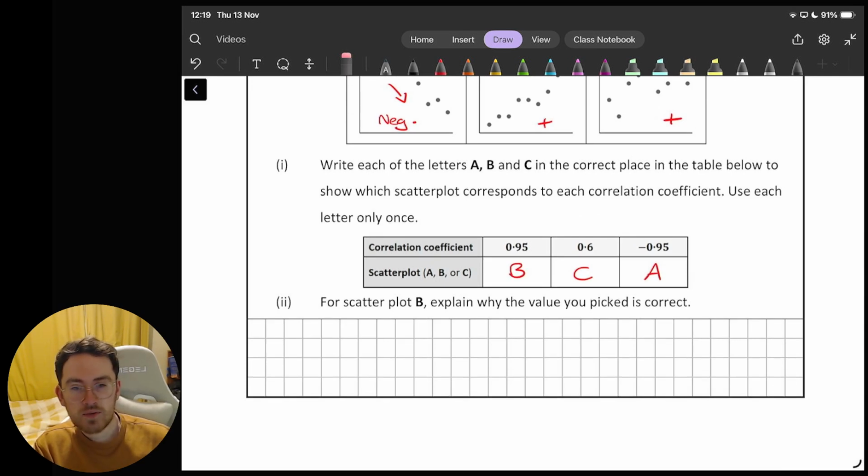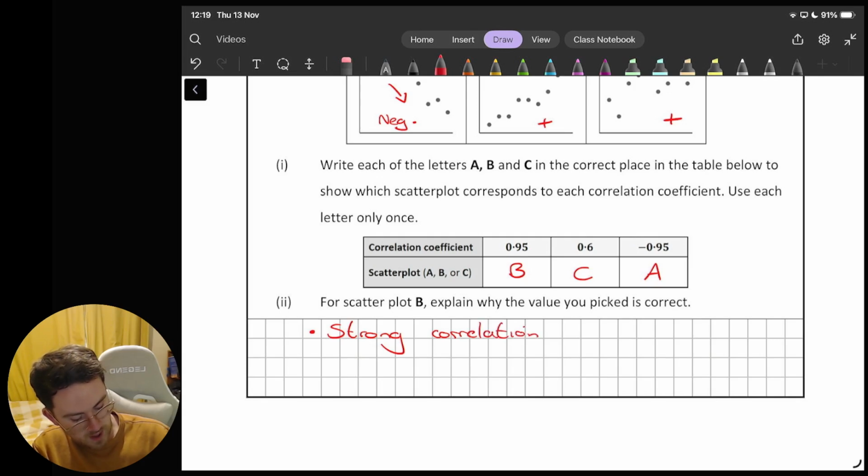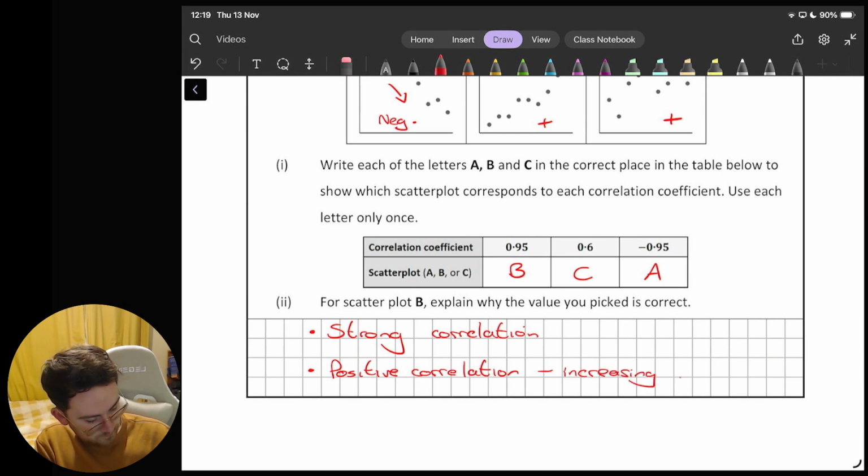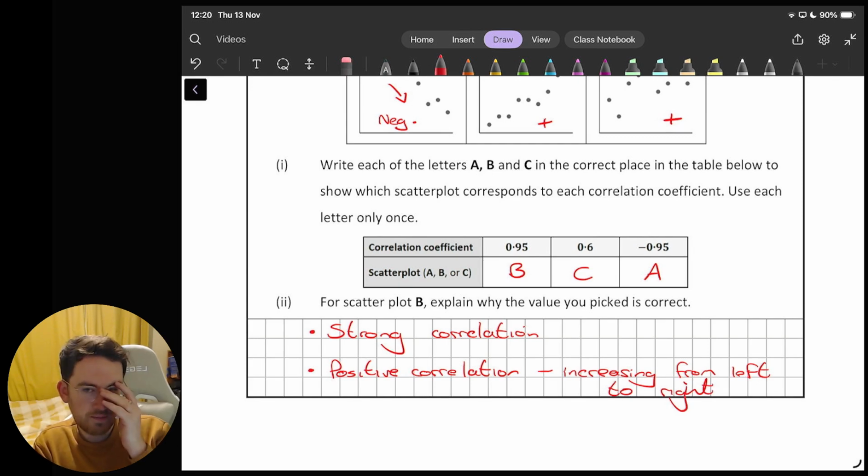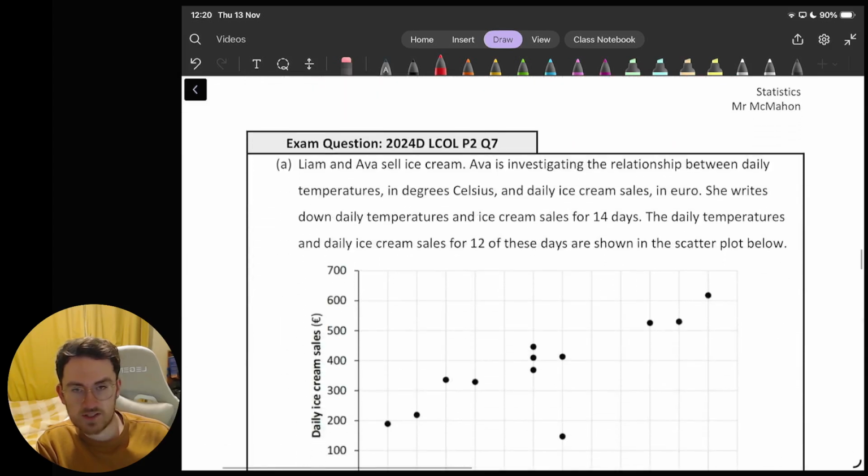They're asking us to explain why we picked the correct value for B. I would say that B is strong correlation. And I would say that B is positive correlation. And why do I think it's positive? Because it's increasing from left to right. Strong correlation and positive correlation because it's increasing from left to right.